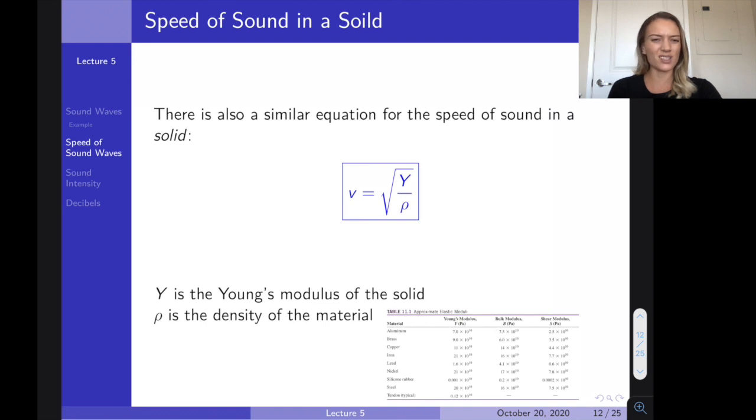Like I said, we're not going to use this too much. I don't even think we have a homework problem on it, but I just figured I'd show you in case it pops up anywhere.